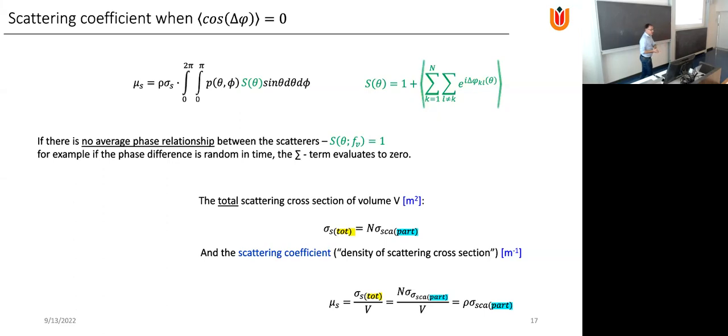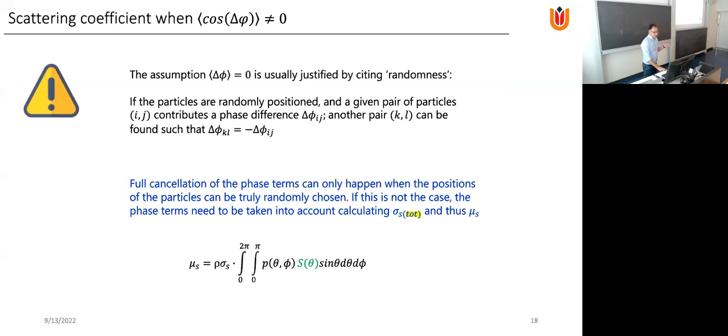So if on average there is no phase relation between particles, these phases don't average out, then the situation simplifies. But that is a special case. You cannot generally assume that. When could it happen?